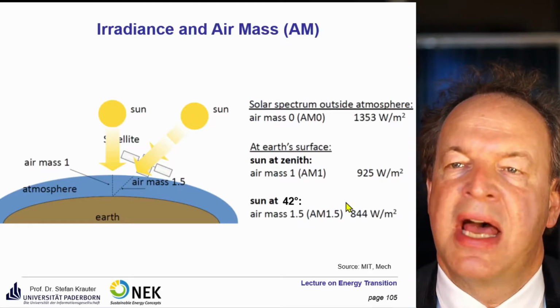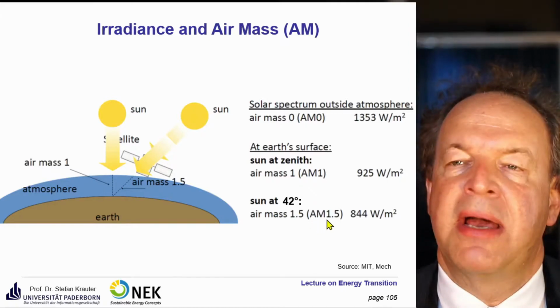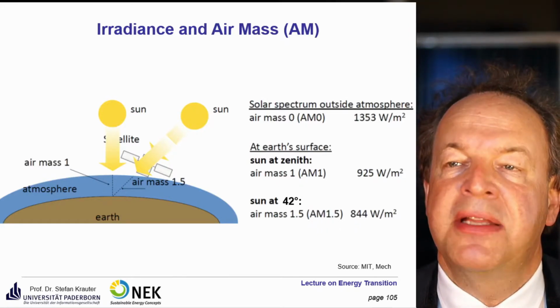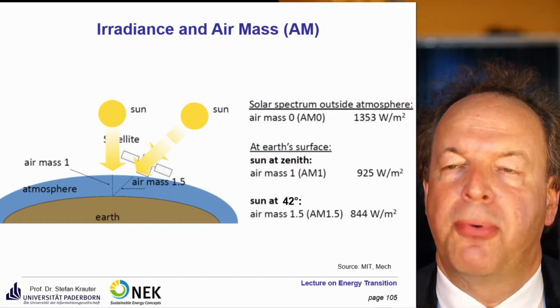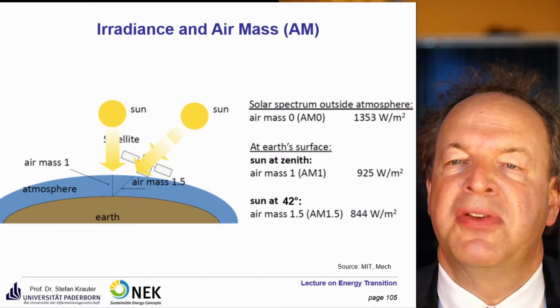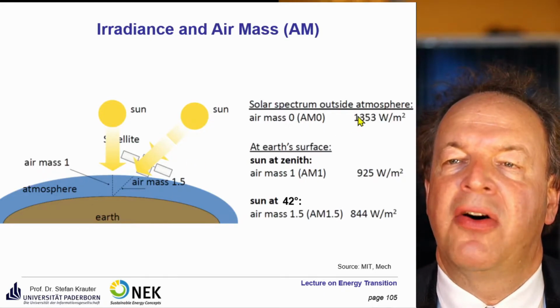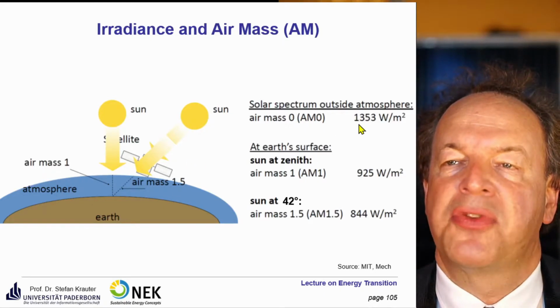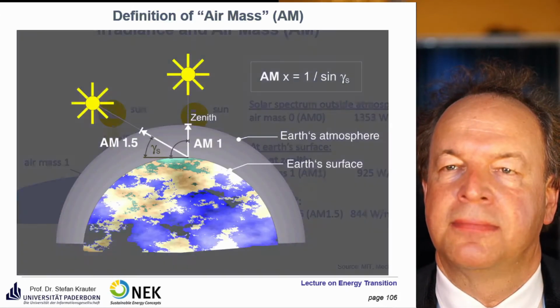And this is at an angle of about 42 degrees. This is called AM 1.5. The irradiance is about 844 watts per square meter, while if you go above the atmosphere, as I already mentioned, the level of irradiance is 1353 watts per square meter.